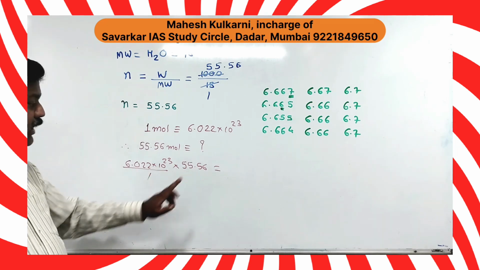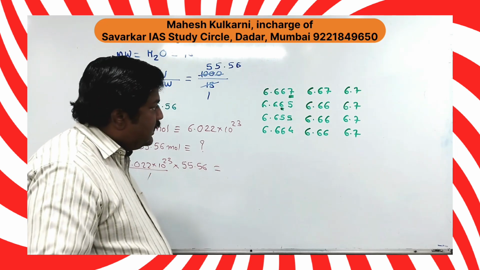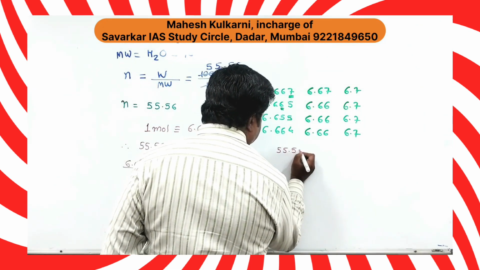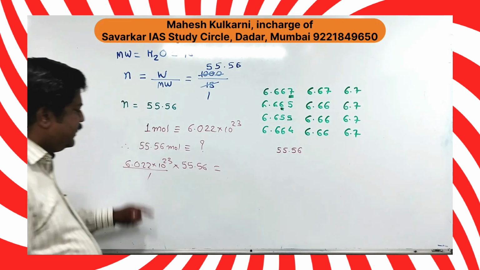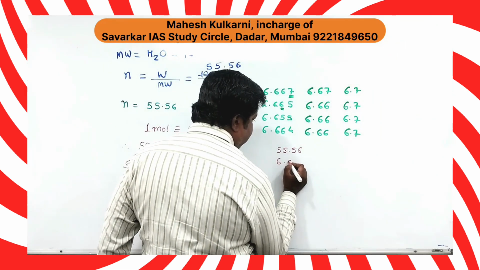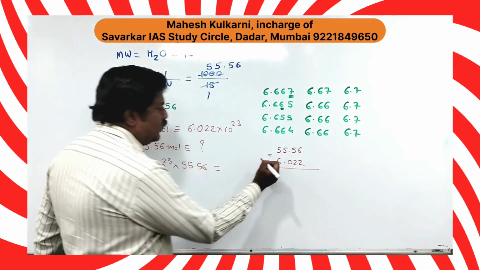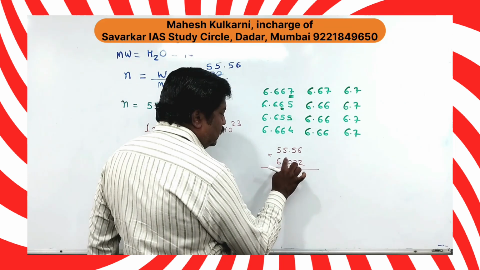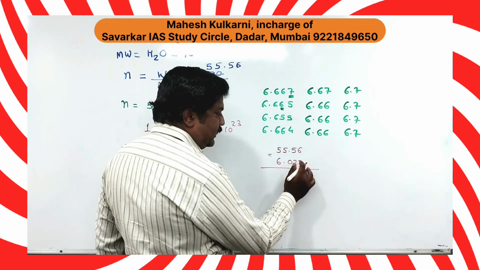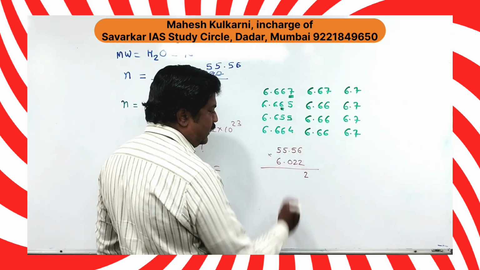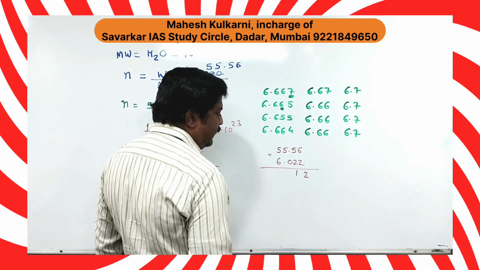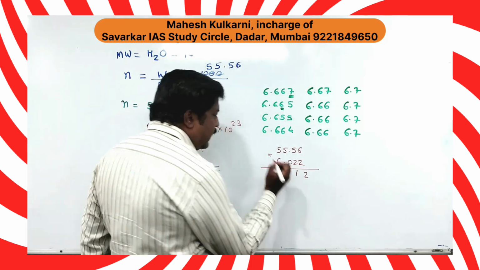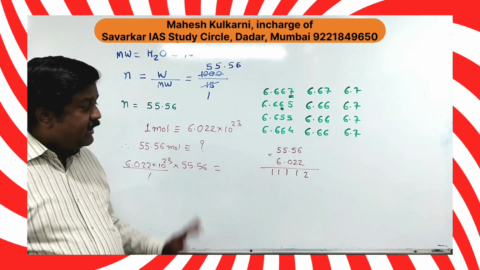This is a multiplication you can do yourself, or else I will show it here. I will write 55.56 multiplied by 6.022. The school days method only we are going to apply. So forget the decimal and carry out the calculation first. 2 6s are 12, carry forward 1; 2 5s are 10 plus 1, 11, carry forward 1; 2 5s are 10 plus 1, 11, carry forward 1; again the same, write it down as it is. Forget the decimal while calculating.